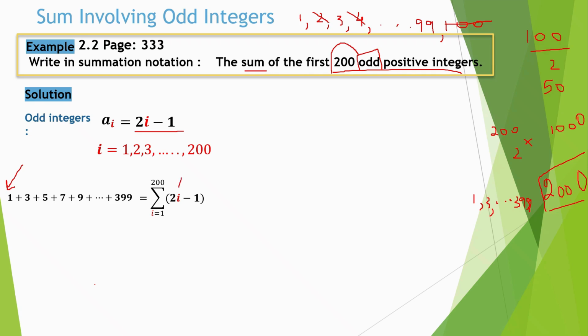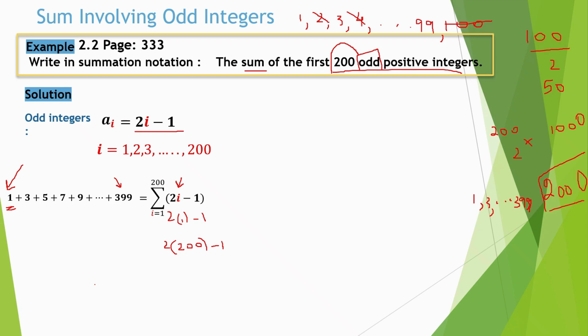Only then, when you substitute 1 here, you will get 2 times 1 minus 1, which is 1, isn't it? If you want, you can check the last number. Are you getting it? 2 times 200 minus 1, which is 399.